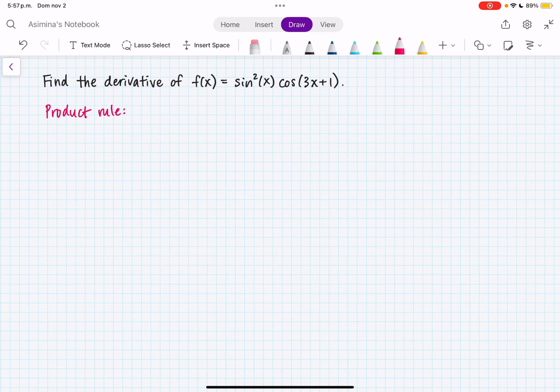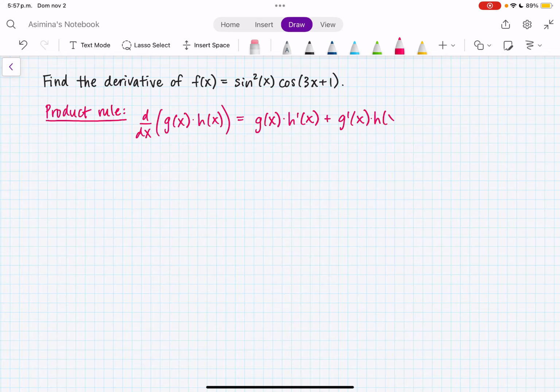What does the product rule for derivatives tell us? This tells us that if I want to take the derivative of a product of two functions, let's say g of x times h of x, the derivative of this product is g of x times h prime of x plus g prime of x times h of x.